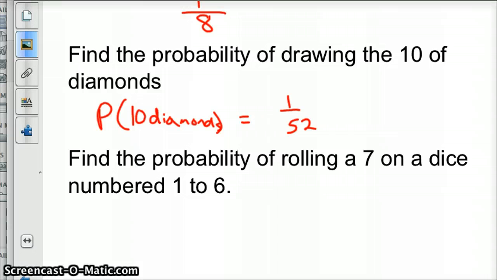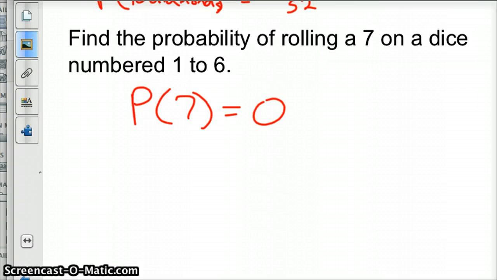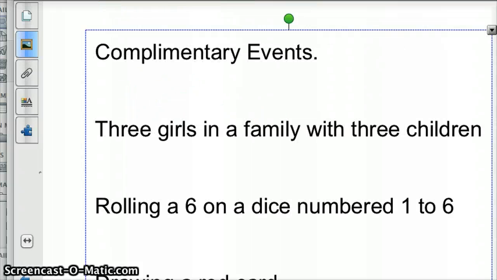Find the probability of rolling a 7 on a dice numbered from 1 to 6. Okay, that's a trick question. Well, the probability of a 7 on a 6-sided dice is 0 if you number them 1 to 6. So you've got a 0% chance of having that occur. All right, so that's basic probability.